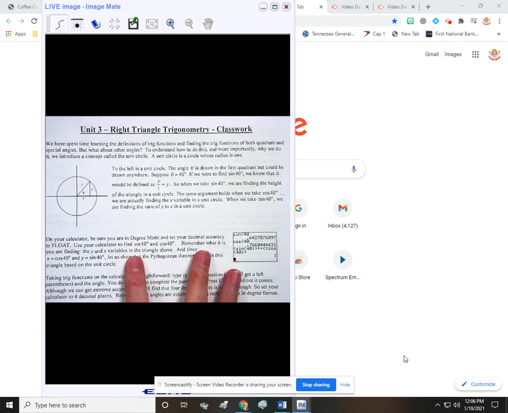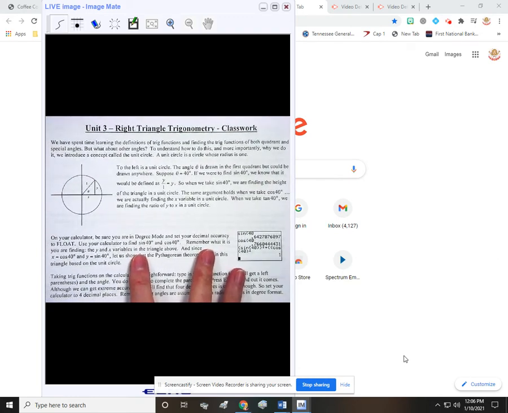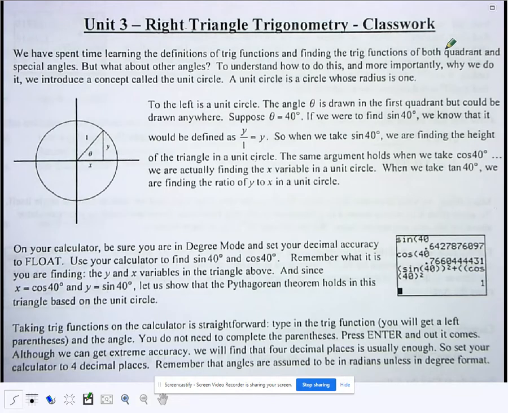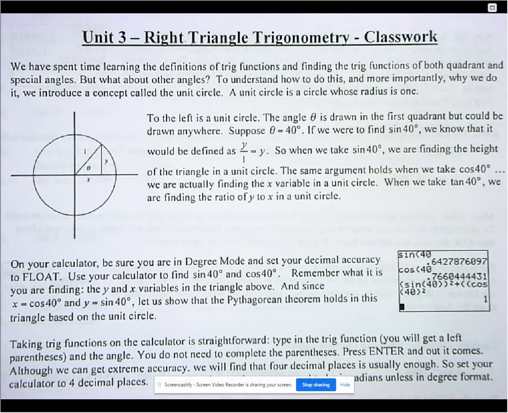All right, so we're starting a brand new packet. This is actually our last trig packet. So after this one, we're going to go back to the book. But this one, we're going to use a calculator some. So hopefully you got one from me before I left, or maybe Miss Higdon gave you one, I'm not sure.